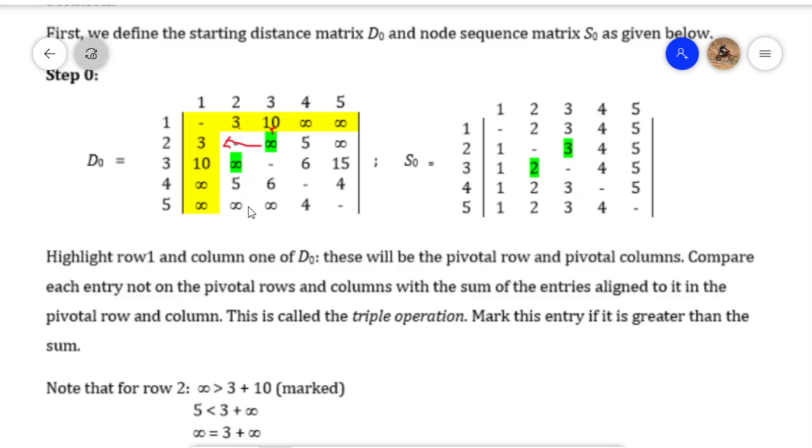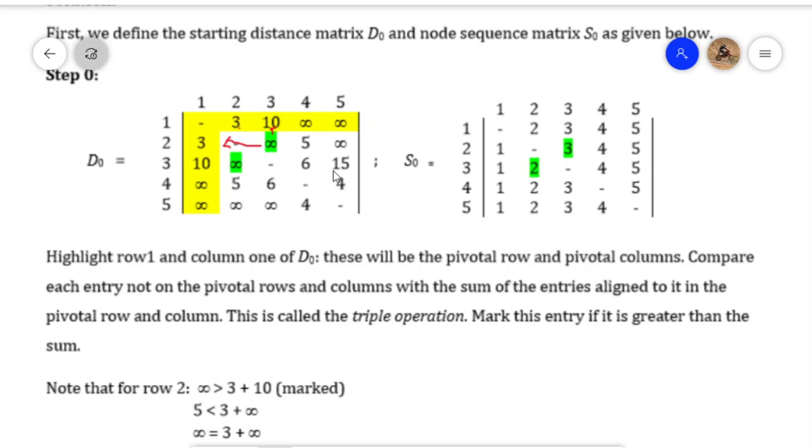For row 5, we have infinity compared with infinity plus 3, which is infinity, equal to the current entry. Next, the same infinity will be compared with 10 plus infinity. That would still be infinity, so equal to the current entry. 4 is to be compared with infinity plus another infinity. So, the sum is infinity, greater than 4. So, no entry will be replaced in row 5.